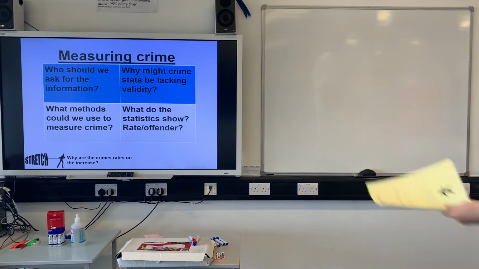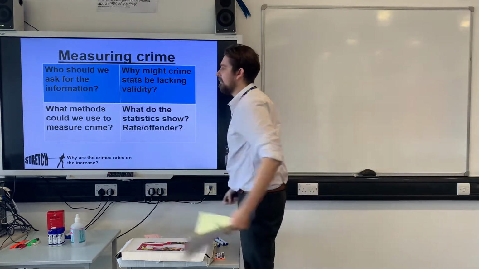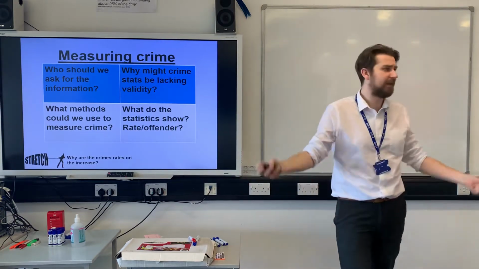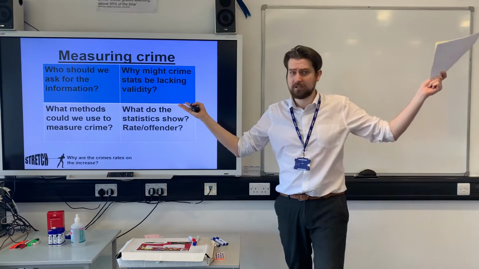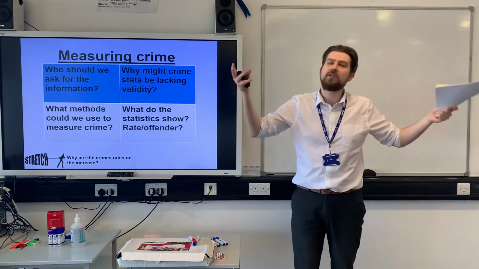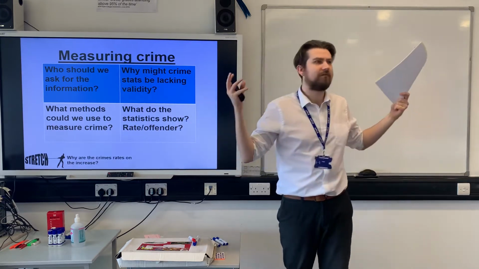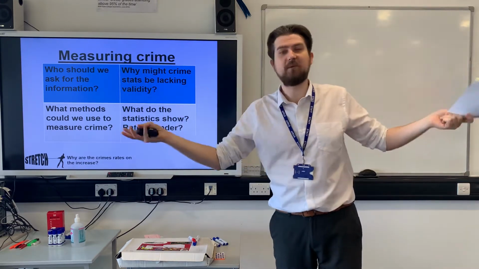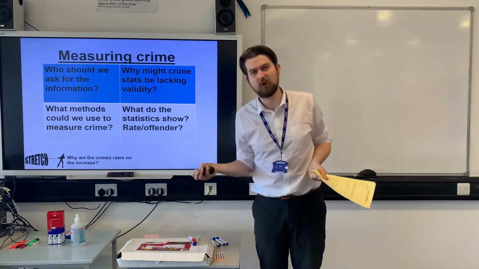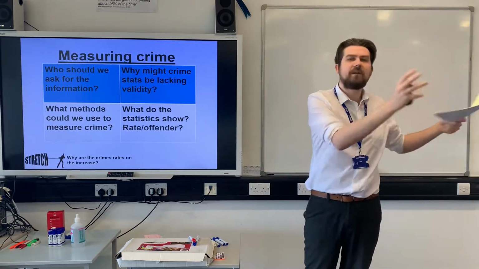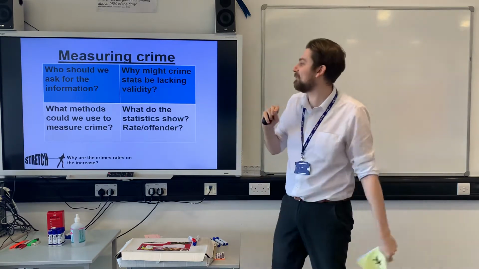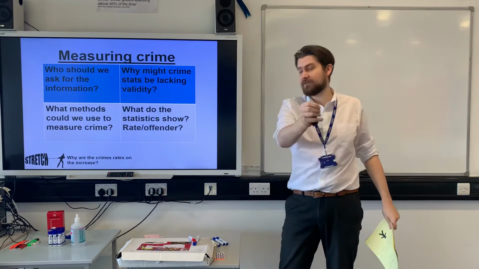Okay, so obviously if we're looking at who we might ask for information about crime, all of you will have said the police, and they'll be giving their information to the government. That's it, that's who you should ask, right? But I suppose if you were trying to get the most valid picture, you might ask people who've been the victim. You might ask the general public if crime has affected them directly. You might ask them if they've been a victim of crime. Or you might ask them if they've been a naughty individual and they've committed a crime themselves.